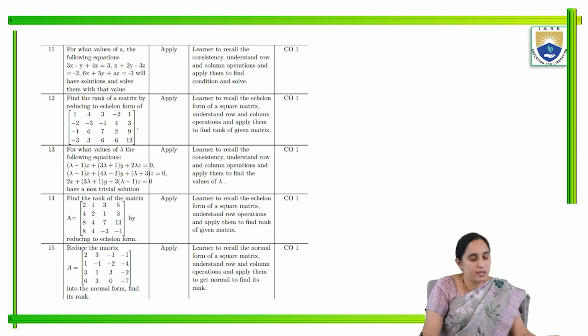Once observe again, is it a square or rectangular matrix? It is a 4 by 4 matrix, a square matrix. For that we have to reduce the matrix to normal form. Normal means we reduce the matrix to identity, and that order is the rank of the matrix. Okay, that is the 15th one.